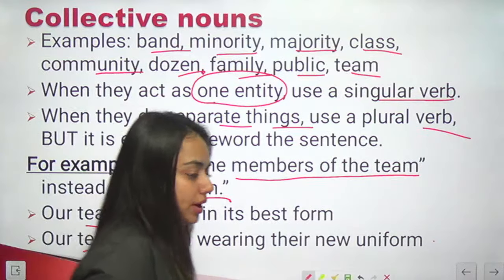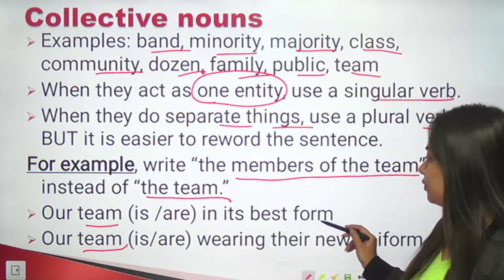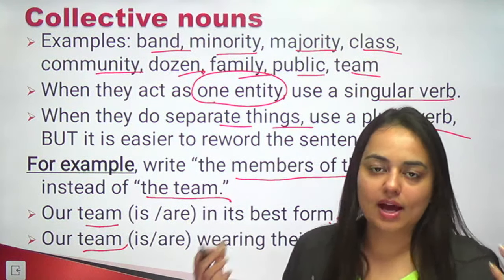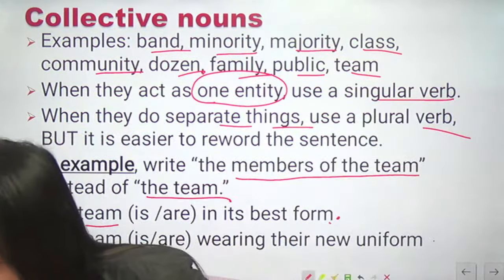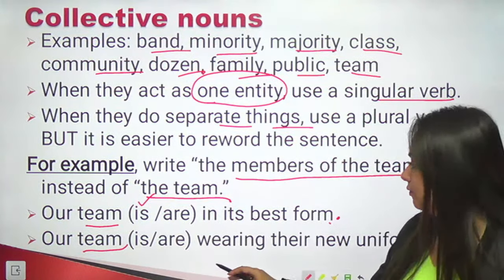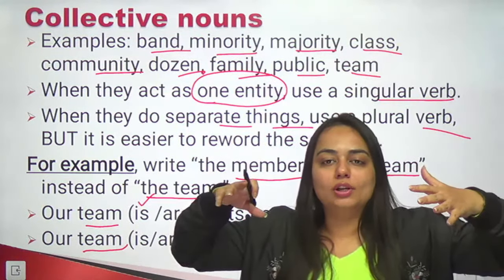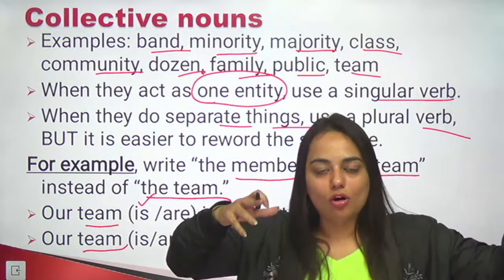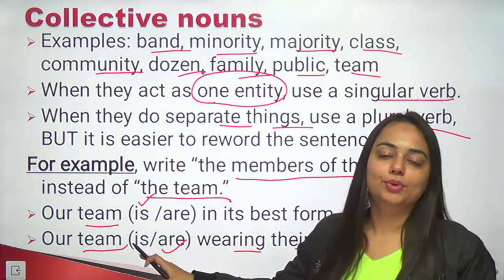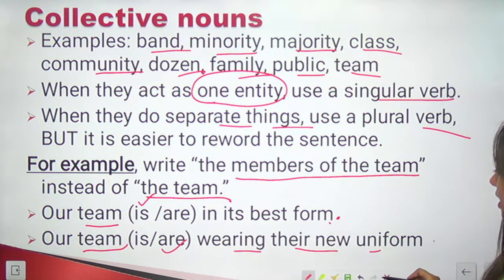Okay, so let's discuss this one. See, our team in its best form. When the team is in form, obviously the team as a whole is performing, and as a whole it's in form, right? So in the first one you should be using is. Our team is in its best form. But in the second case, when we are talking about them wearing their new uniform, the uniform won't be one. The whole team won't be wearing one single uniform. They'll all be wearing their own uniforms. It's as easy as that. So in the second case, our team should be referring to each and every member of that team. So in this case, it's going to be are.